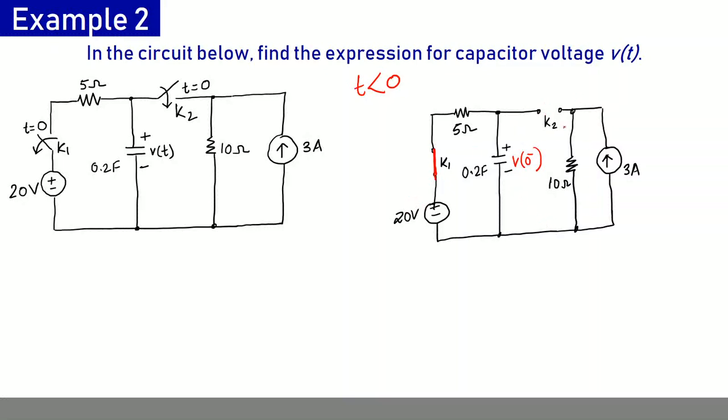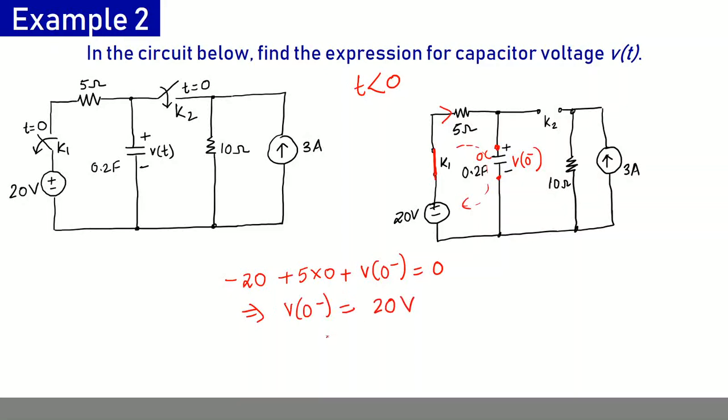So we see from here that no current can flow through K2, and in this circuit a current should flow, but now because the capacitor is fully charged, this capacitor will act like an open circuit. So if we apply KVL in this loop, we can write the equation as minus 20 plus 5, but the current is 0, so this is 5 into 0 plus V at 0 minus equals 0. So the capacitor actually charges to a voltage which is equal to 20 volts.